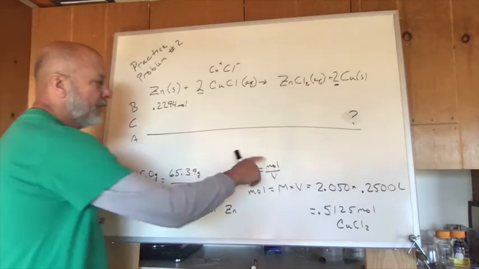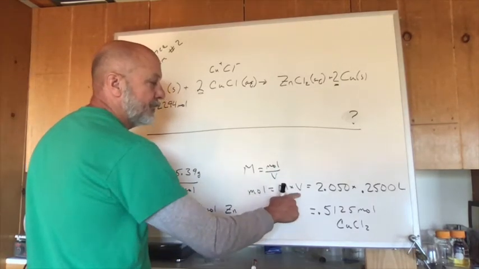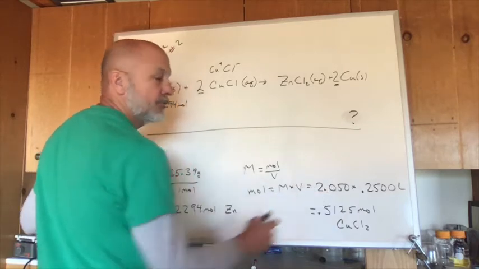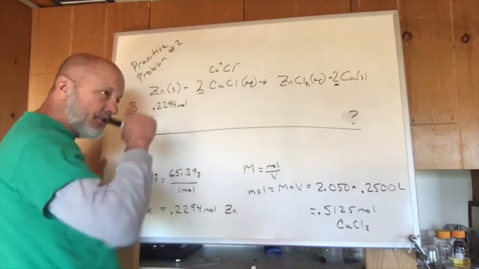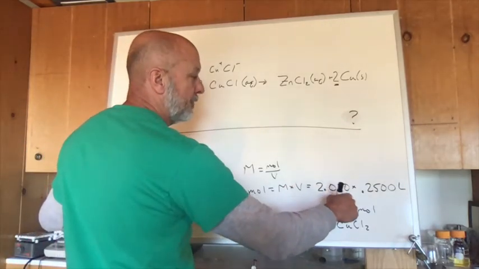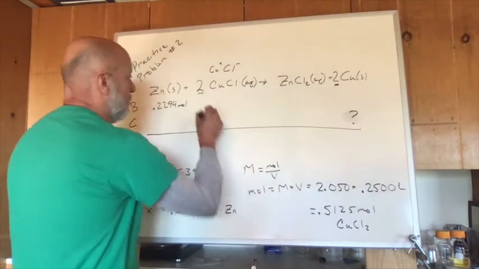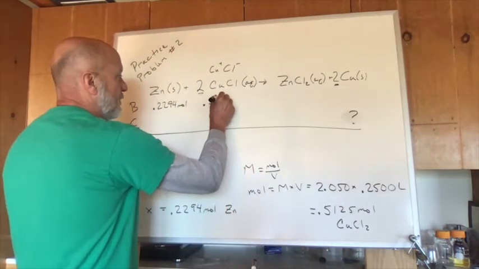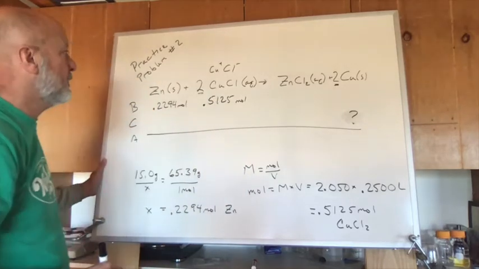And then I work out my molarity equation. When I solve for moles, moles is the concentration times volume. The concentration was 2.050 molar. I had to change my volume into liters, because this is moles per liter, 0.2500, and I get this, 0.5125 mole. Well, and I got to figure out which one runs out.